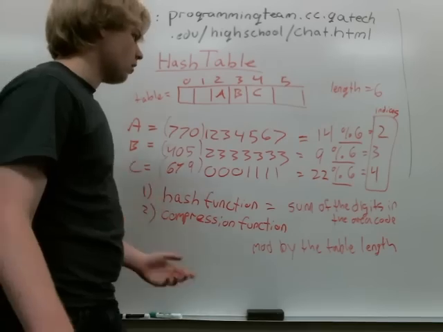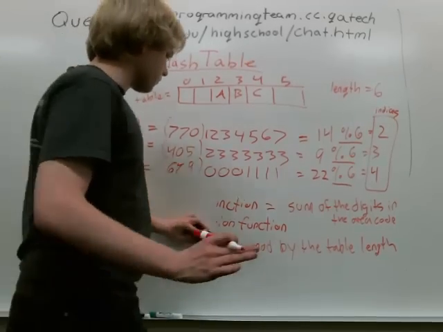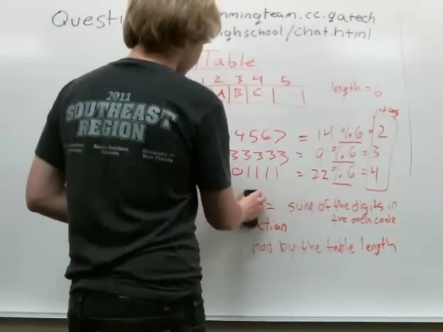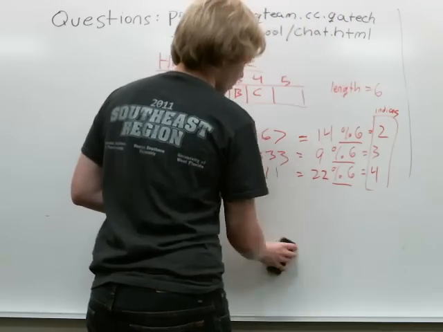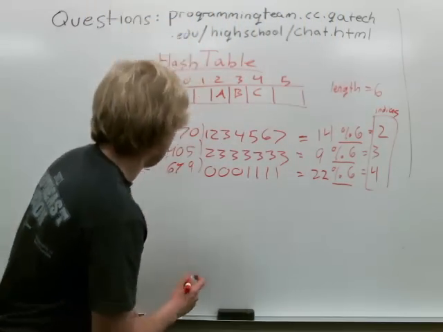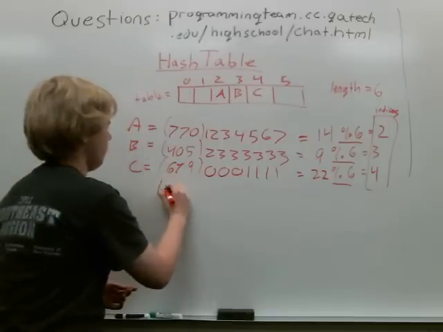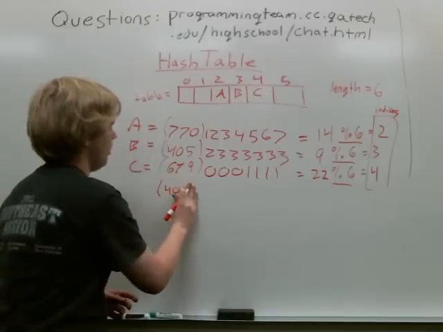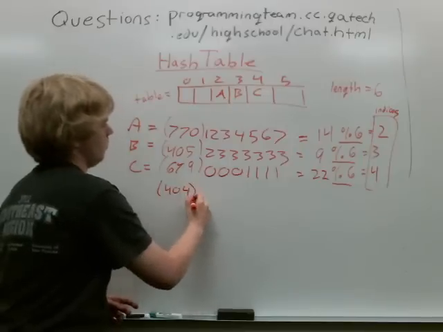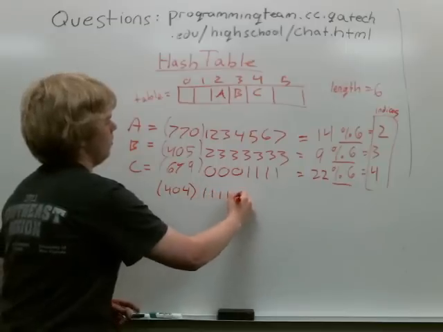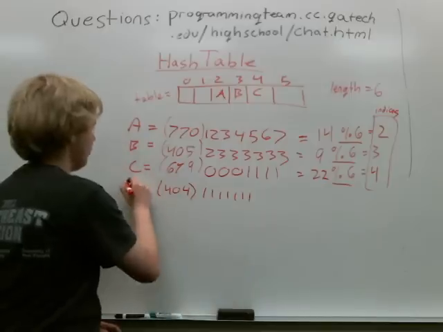I'll go over quickly one way to deal with collisions. So let's make some other telephone number up. I don't know. 405, 405, and a 404 will work. And then just 1111111, whatever. Just some telephone number. So we'll call this D.